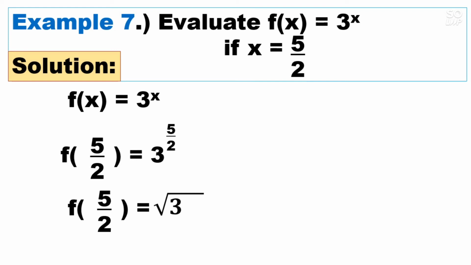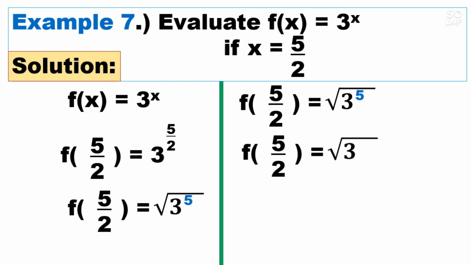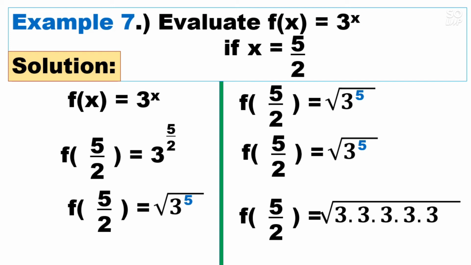And then, yung numerator ng exponent natin is nasa loob ng radicand. Okay, then, f of 5 over 2 equals square root of 3 raised to 5. Okay, and then, 3 raised to 5 means you multiply 3 5s. So, 3 times 3 times 3 times 3 times 3.